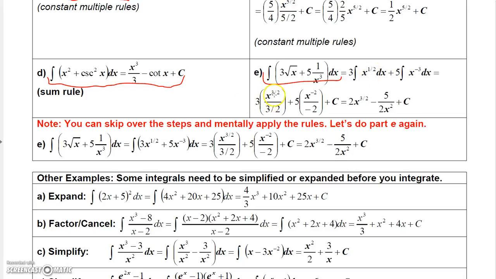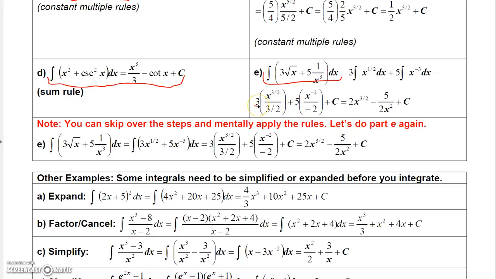x to the 3/2 over 3/2. And then don't forget you got to multiply that by 3. And then you can integrate x to the -3 by adding 1 using the power rule. So you get x to the -2 over -2, and then you got to multiply that by 5.